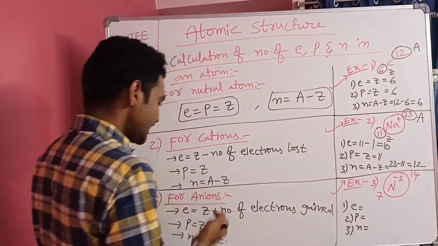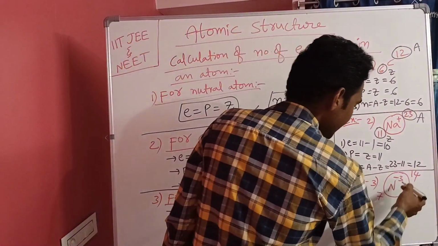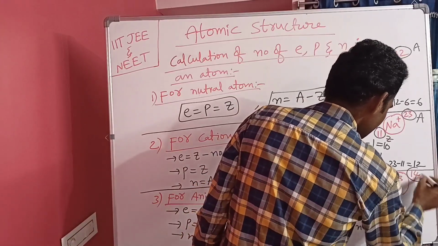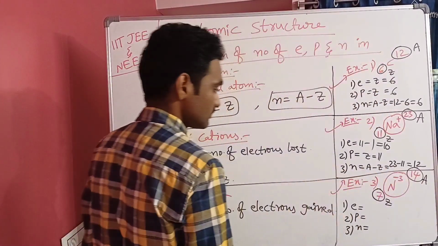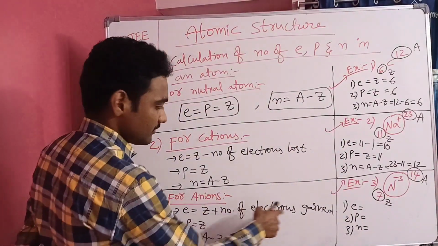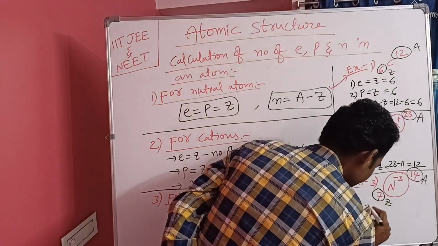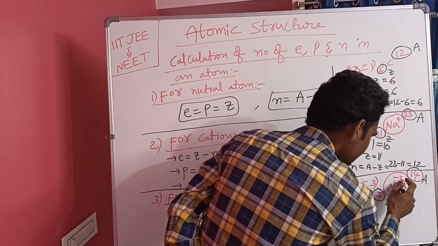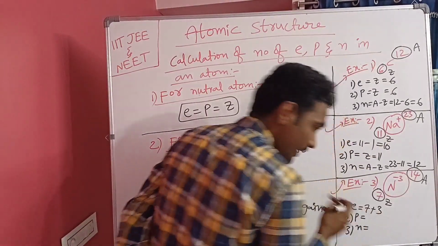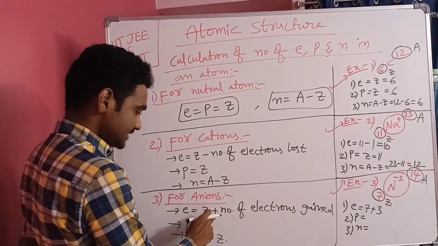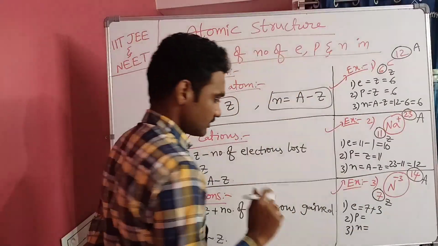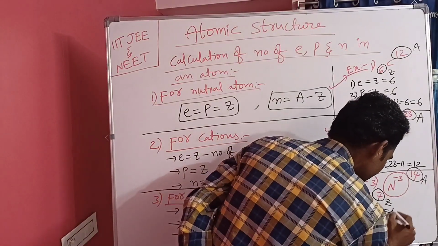Have you understood? Next, for anions, example N minus 3, atomic number 7, atomic mass number 14. Okay, see here the E value is Z plus the number of electrons gained. What is the Z value? 7 plus how many electrons it gained? 3 electrons gained. Here don't think a minus charge is there, so you have to write here the minus charge. This formula you have to consider. Here plus is there, so plus. How many electrons gained? 3 electrons. Only 3 electrons you have to write. Next, 7 plus 3 is equal to 10.